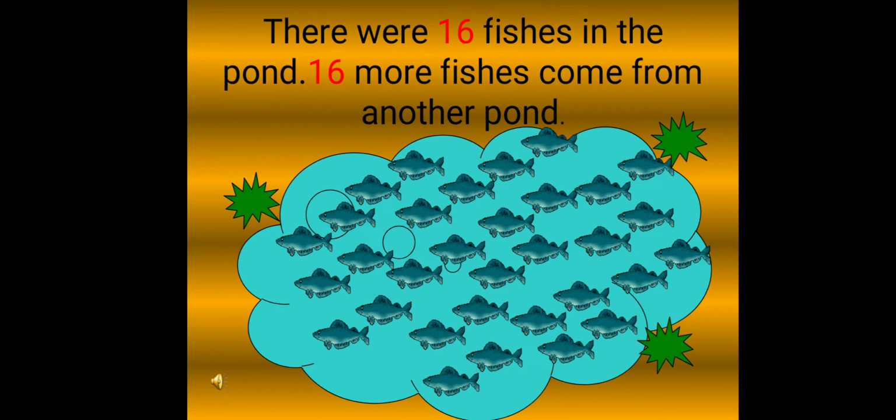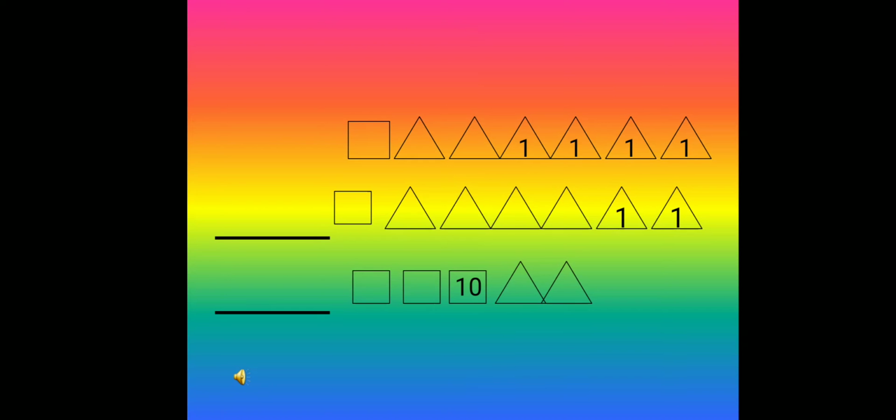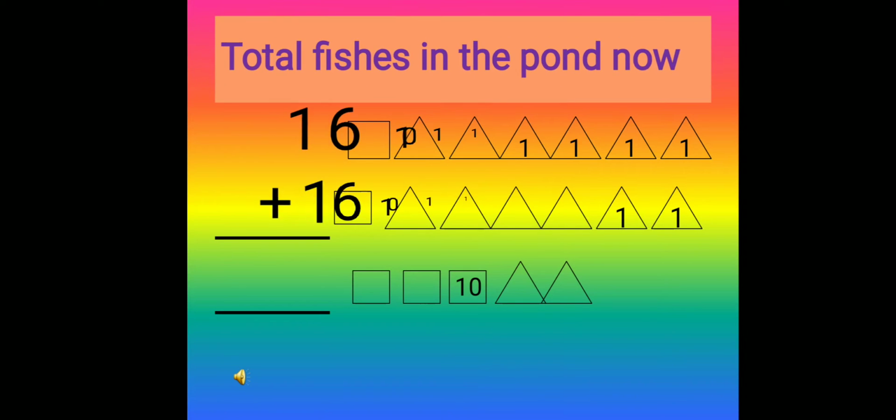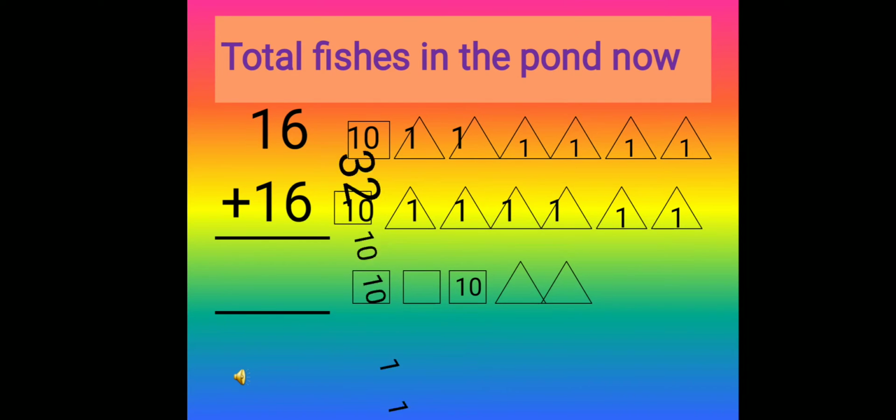Now you have seen that there were 16 fishes in the pond. Now 16 more fishes come from another pond. Now to find out the total number of fishes in the pond, we have to add the numbers. As you have seen, there are 16 fishes earlier in the pond and 16 more fishes come from another pond. So we have to add 16 plus 16.